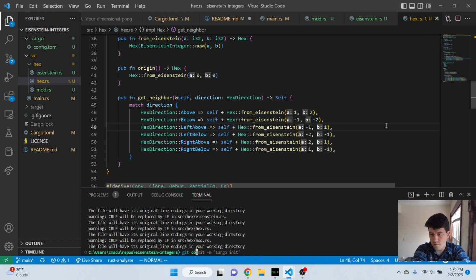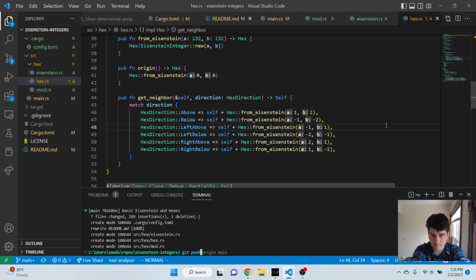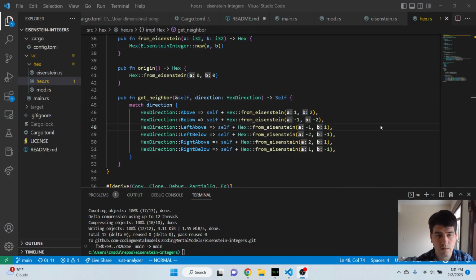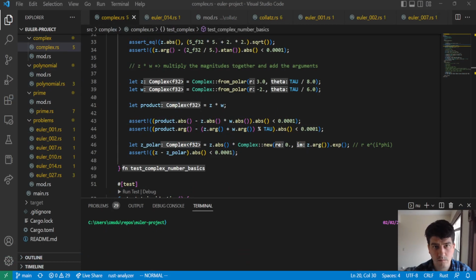Let's go ahead and commit this. Basic Eisenstein and hexes. Okay. And let's go ahead and rename the whole thing. Okay.